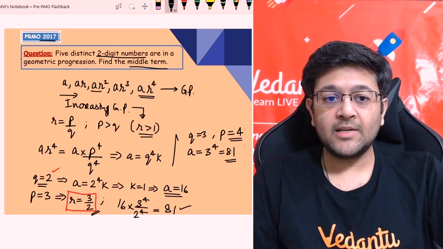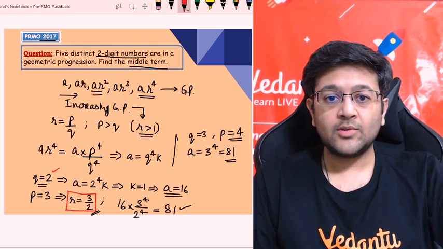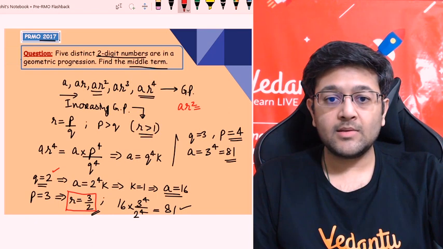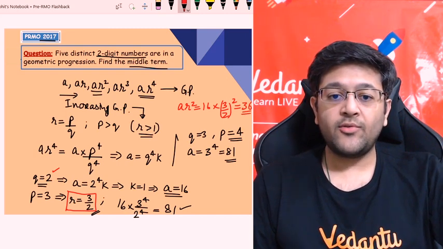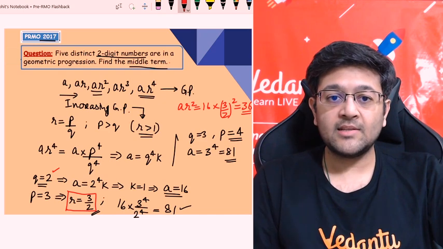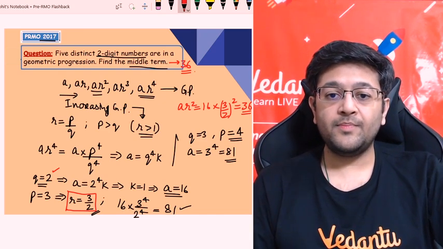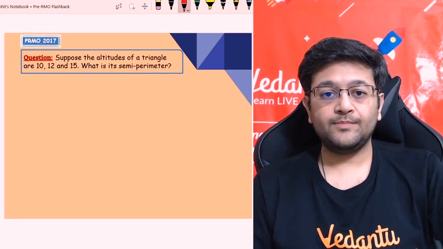Now let's find the middle term using that. Okay, so the middle term will be 16 into 3 by 2 whole square, which will give us 4 into 9, that is 36. So the final answer will be 36. This middle term will be 36. Okay, I hope this question is clear to everyone.